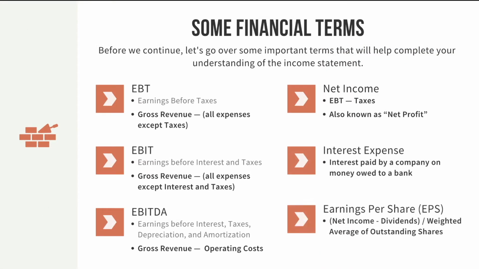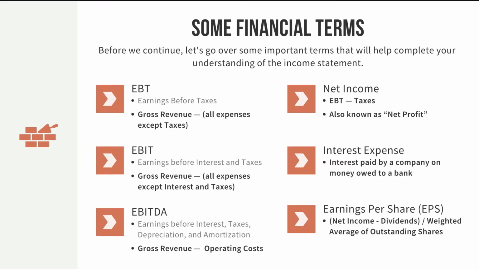Now, before we continue, let's go over some important terms that will help complete your understanding of the income statement. First, we have EBT, or earnings before taxes. The way you calculate EBT is gross revenue minus all expenses except taxes. Next, we have EBIT, or earnings before interest and taxes. EBIT is calculated by doing gross revenue minus all expenses except interest and taxes. And then we have EBITDA, which is earnings before interest, taxes, depreciation, and amortization.